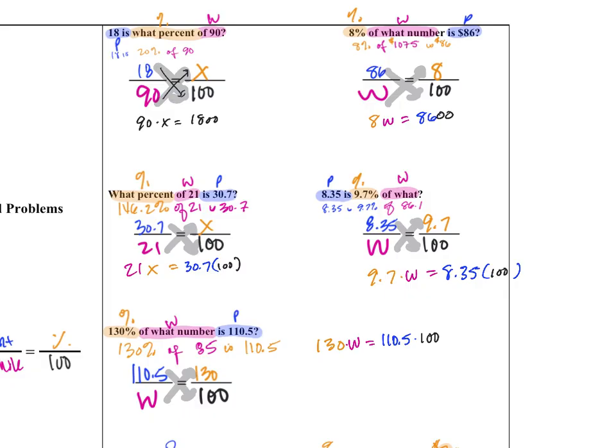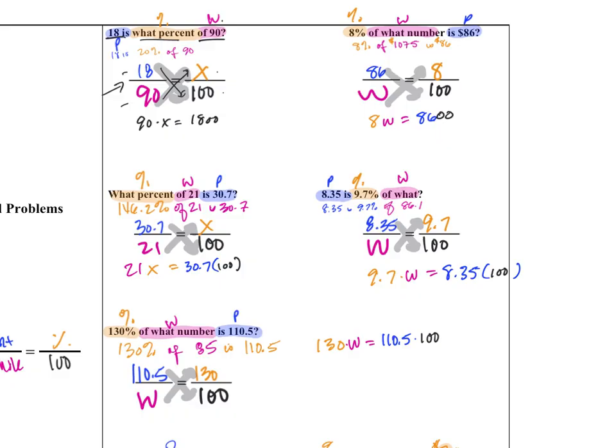So when I look at this, my first one, this is my proportion. I have that 18 is, and I have of 90. So that means of is always attached to the whole. So that's the whole. 18 is the part. We're trying to find the percent. So the part goes here on the 18. 90 becomes the bottom. I get x over 100.